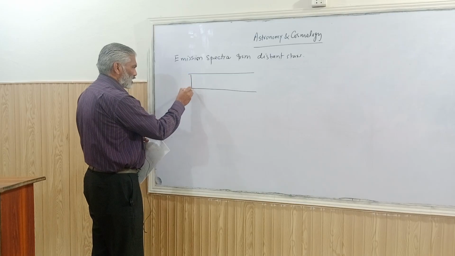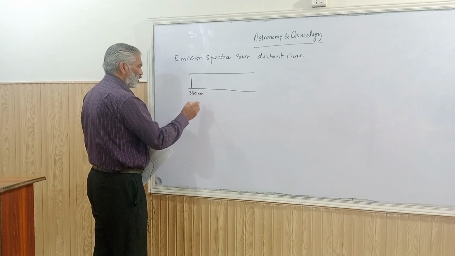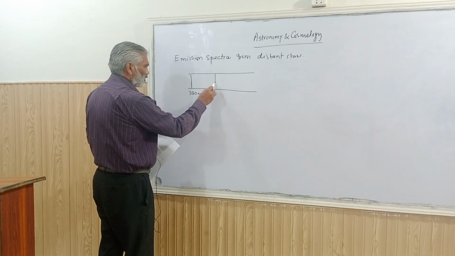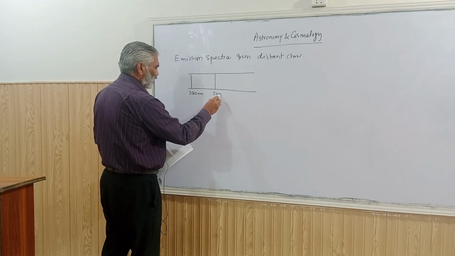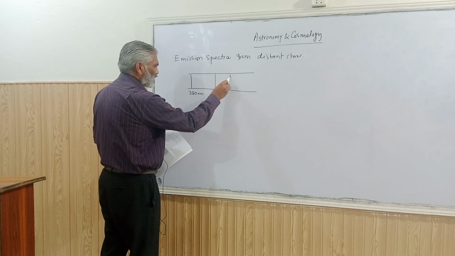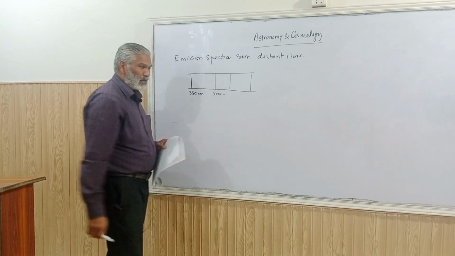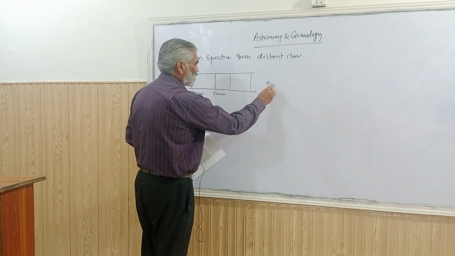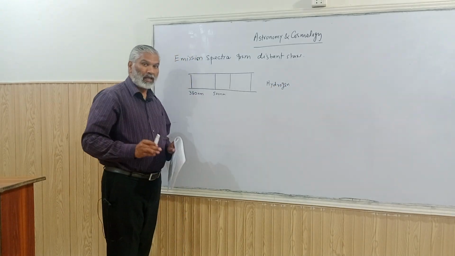So for hydrogen, for example, we have fixed positions of the lines that appear on this spectrum. One line that appears here is always 380 nanometer, then slightly away from it is a 500 nanometer line, then a 600 nanometer, then a 700 nanometer. So these are definite positions on a hydrogen spectrum, observed in the lab.